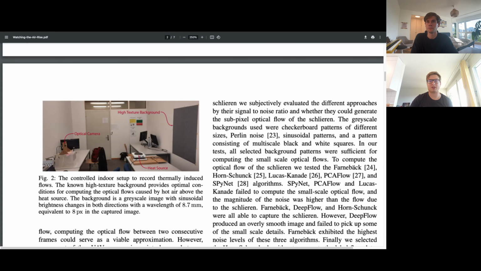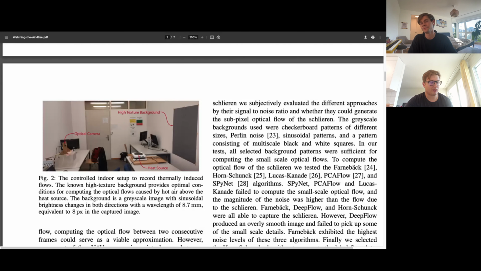Then in the next step, we had these different background patterns. I think it was checkerboard, Perlin noise, sinusoidal patterns, and also a multi-scale pattern that you can see here on the top right picture. These are the different backgrounds that we tested. We recorded data on these different backgrounds, and we let the network train on these different high texture backgrounds. In this next step, it still learned it, but again, if we tested on any random background, it still did not work.